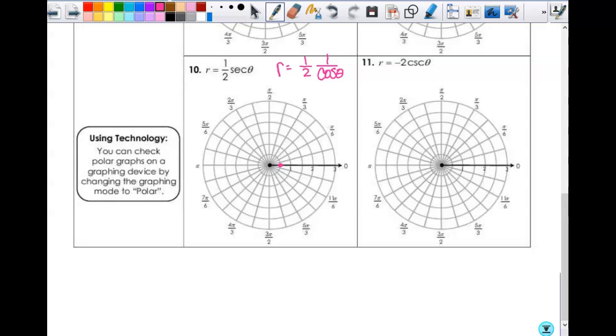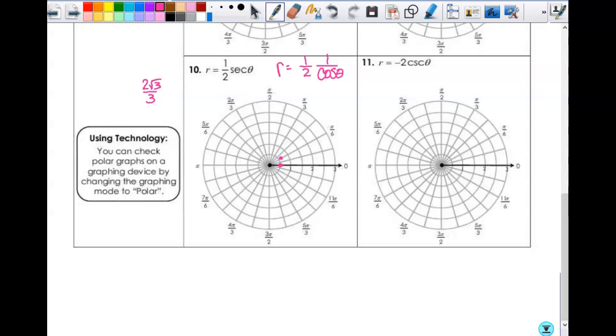All right, then the cosine of pi 6 is square root of 3 over 2. What's the reciprocal of square root of 3 over 2? 2 square root of 3 over 3, which we already figured out is about 1.2, but I want half of that, which is 0.6. So at pi 6, I go to about 0.6. All right, what's the cosine of pi thirds?